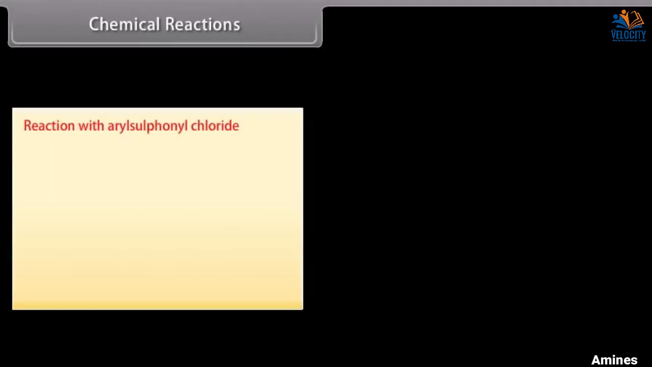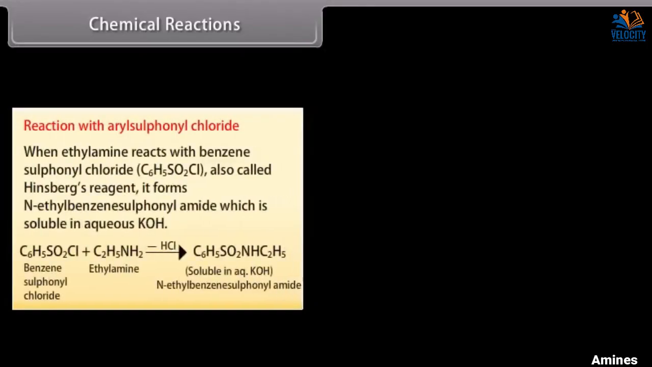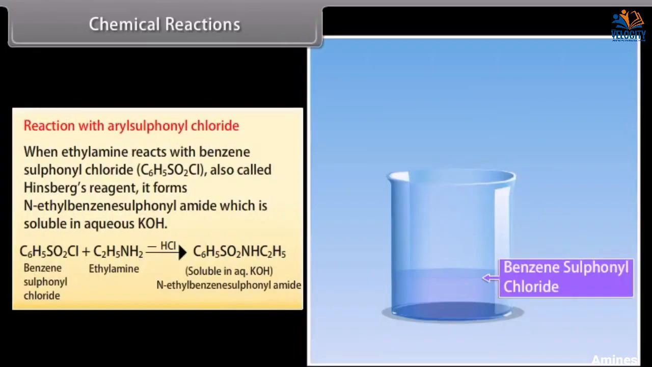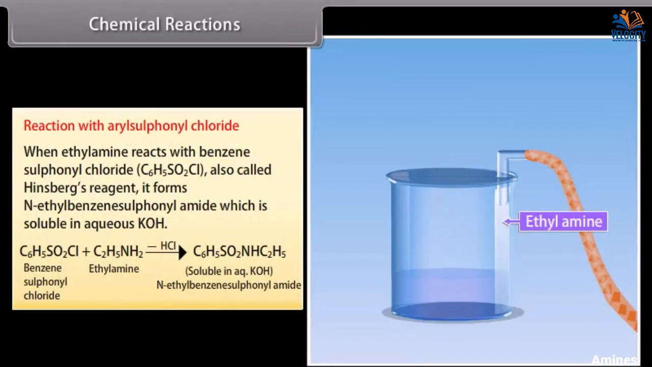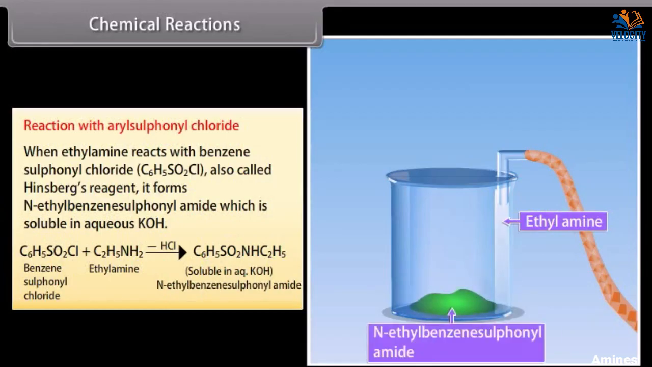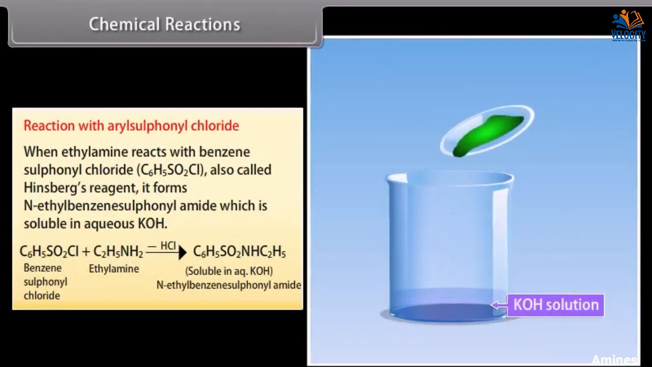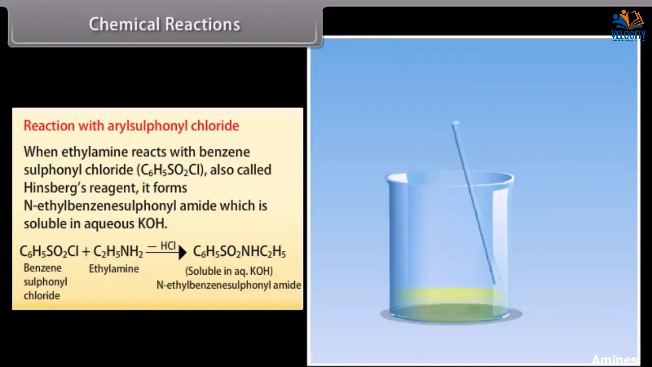Reaction with aryl sulfonyl chloride. When ethylamine reacts with benzene sulfonyl chloride, also called Hinsberg's reagent, it forms N-ethylbenzene sulfonamide, which is soluble in aqueous potassium hydroxide.